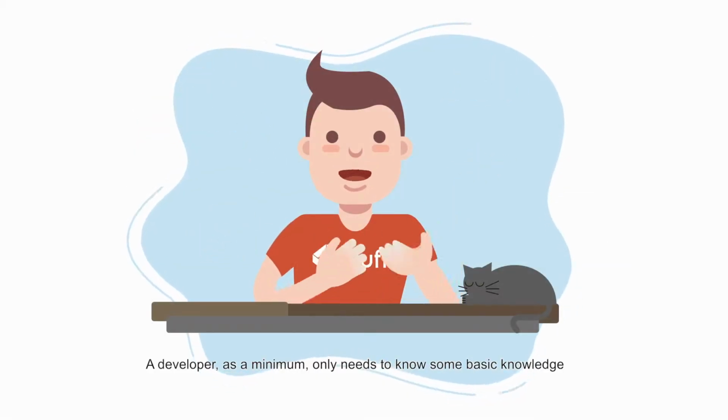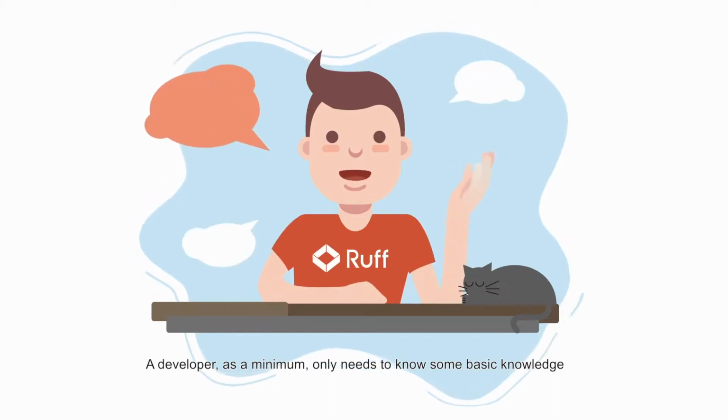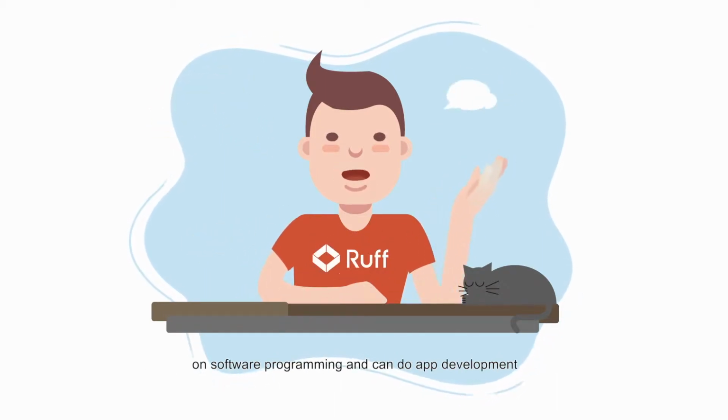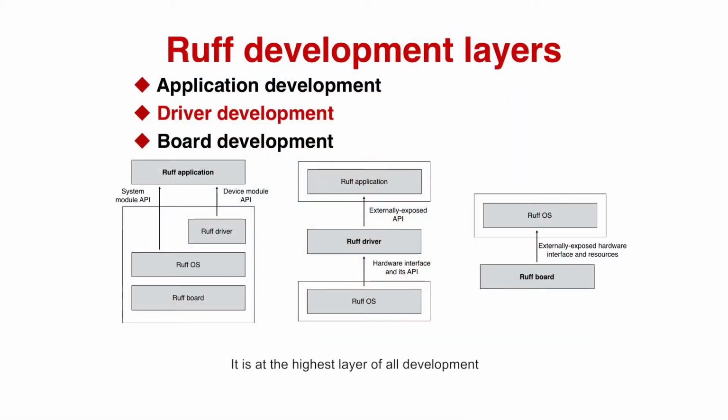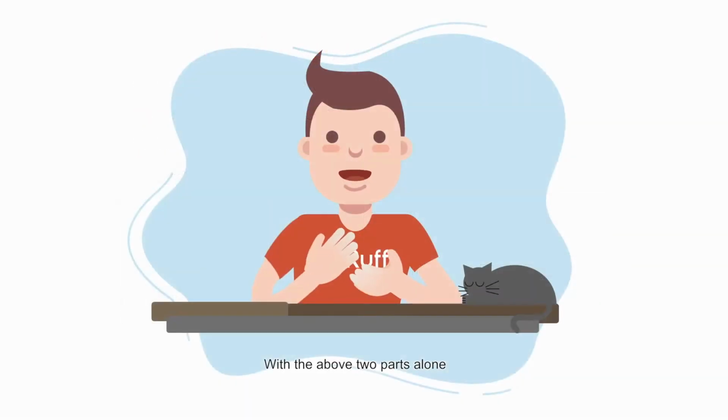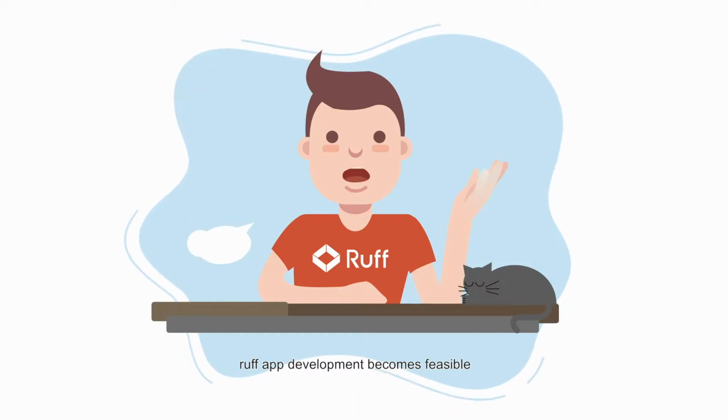A developer, as a minimum, only needs to know some basic knowledge of software programming to do app development. Let's look at the level of app development. It is at the highest layer of all development. Without knowledge of some operating mechanisms of the bottom layers, such as the Ruff board, Ruff OS, and Ruff drivers at the bottom layer, it does not require specific operating principles. It only requires the acquisition of modules and APIs that Ruff OS exposes to developers, and modules and APIs that drivers expose to developers. With the above 2 parts alone, Ruff app development becomes feasible.